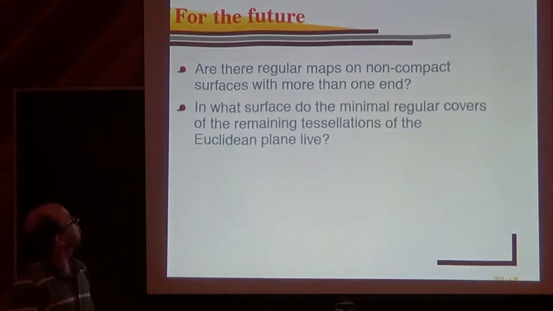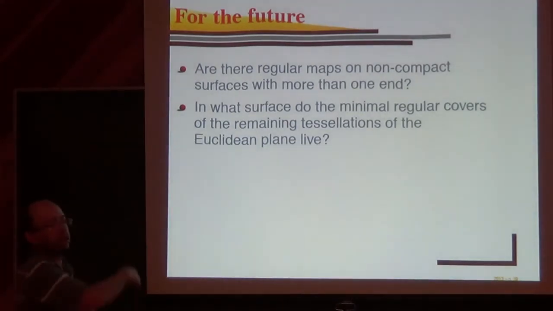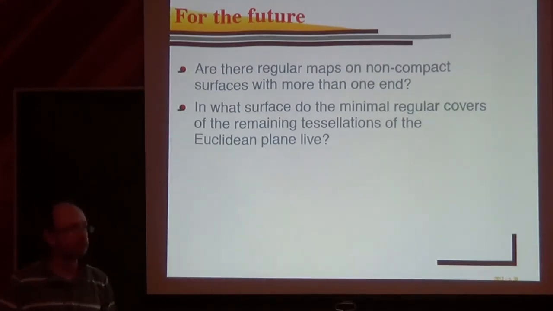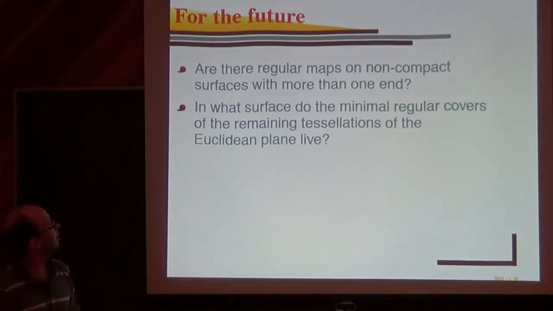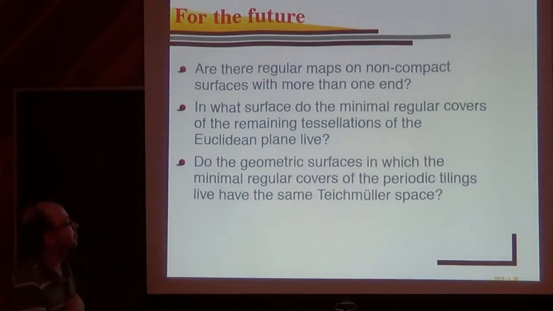Another question is, what about the tessellations of the Euclidean plane that do not allow two linearly independent translations? Those are the ones that we know by the result I just explained. But the others we don't know. It would be nice to know. And finally, any question about this, go to Ferran.